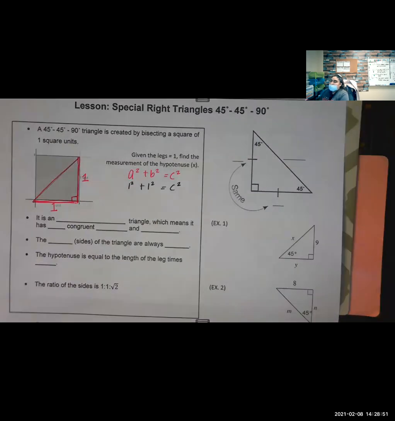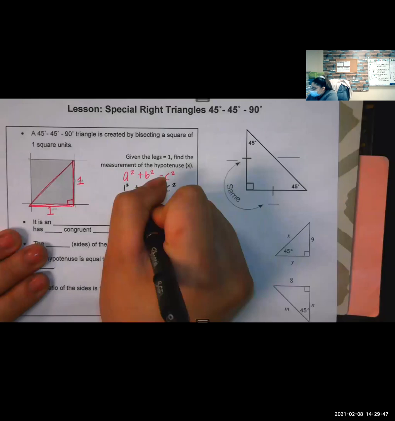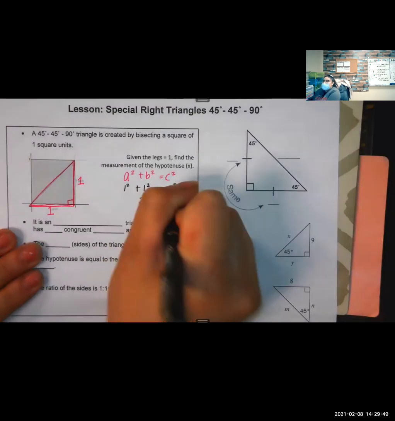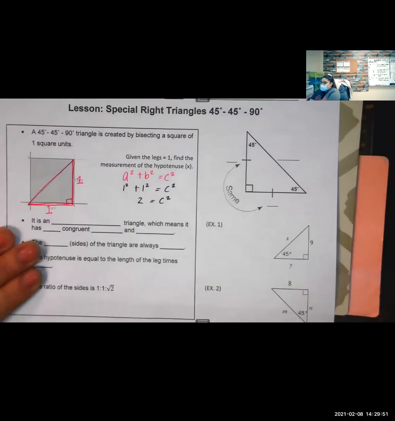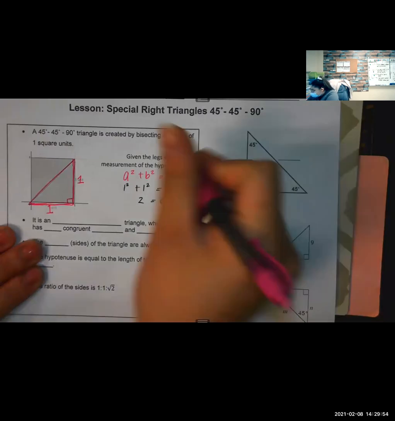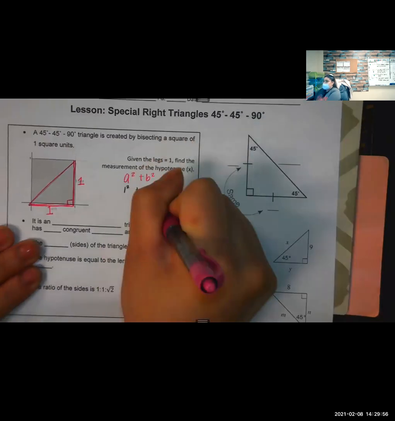So if I ask you guys to simplify this to find the length of C and simplify the radical, what would the length of the hypotenuse equal to? So simplify and solve that equation to find C for me, please. 1 squared is 1, and 1 plus 1 is equal to 2. Now remember that the last step in Pythagorean will be to take the square root of both sides.